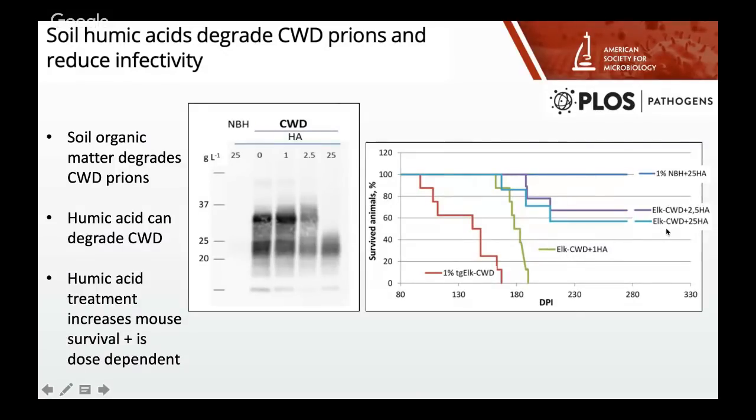And there was a dose-dependent effect as they added more humic acid. They could actually rescue up to 60% of these mice from death. It topped out around 2.5% humic acid. 25% did not rescue in a much more significant sense.